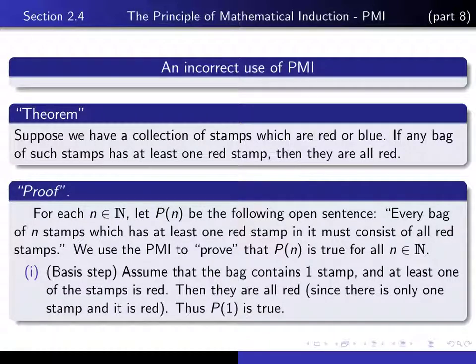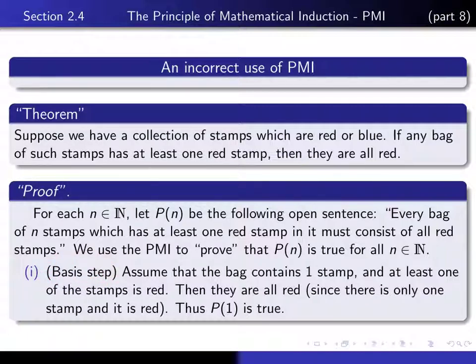Okay, so here's the proof. First of all, we set things up. For each natural number n, we let P of n be the following open sentence: every bag of n stamps which has at least one red stamp in it must consist of all red stamps. And we're going to use the principle of mathematical induction to prove that that's true for all n in the natural numbers. All right, so let's begin with the basis step.